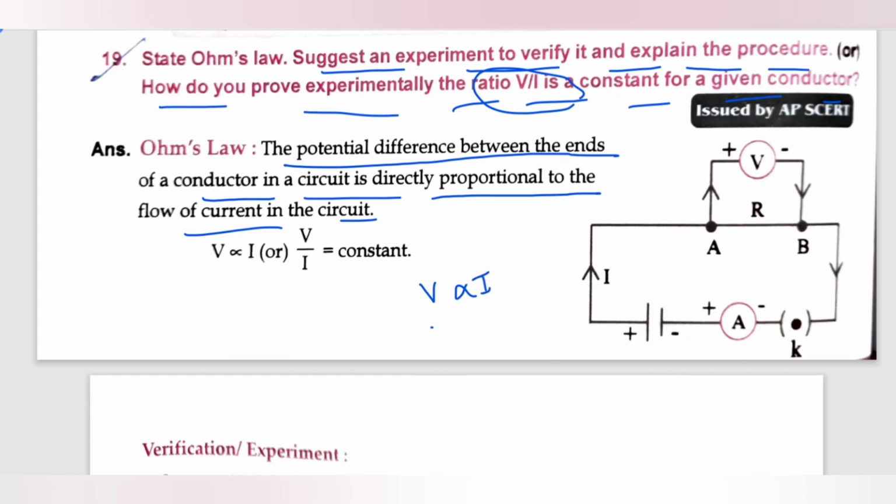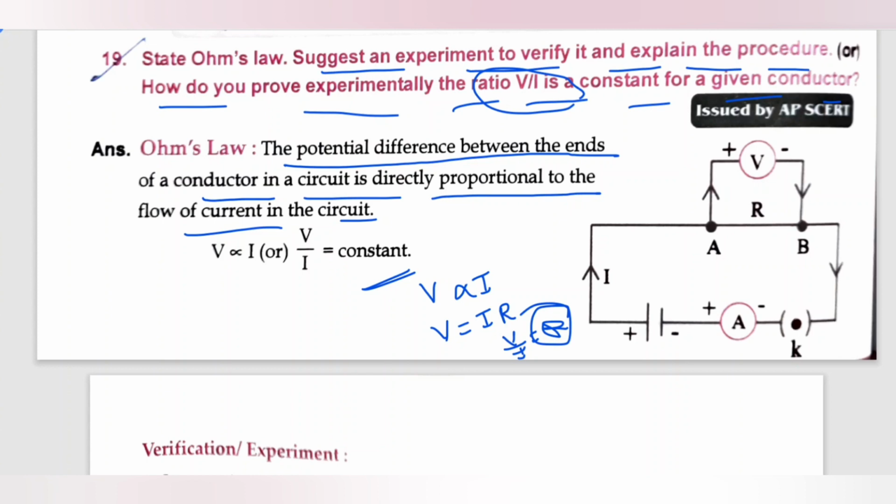In order to remove the proportionality, I will multiply with a constant, and that constant is the resistance. So from this I can write V by I is equal to R. So the ratio between V by I is a constant. That is what we are going to prove in this activity.